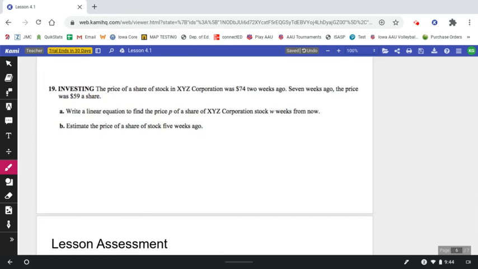The price of a share of stock in XYZ Corporation was $74 2 weeks ago. 7 weeks ago, the price was $59 a share. Write a linear equation to find the price P of a share of XYZ Corporation stock W weeks from now. So if I write this first one as a point, it was $74 2 weeks ago. So 2 weeks ago would be -2, and $74 is my y. The next one 7 weeks ago, so -7, the price was $59.